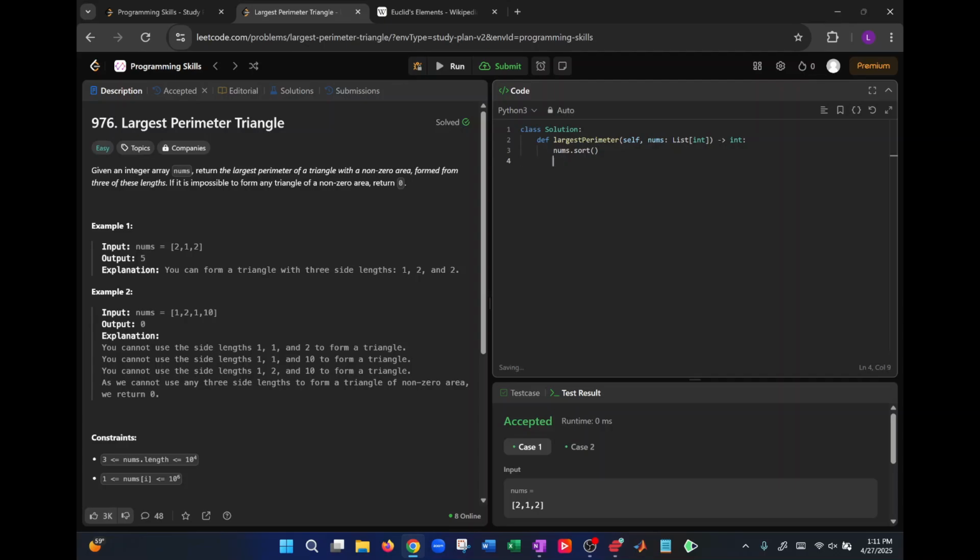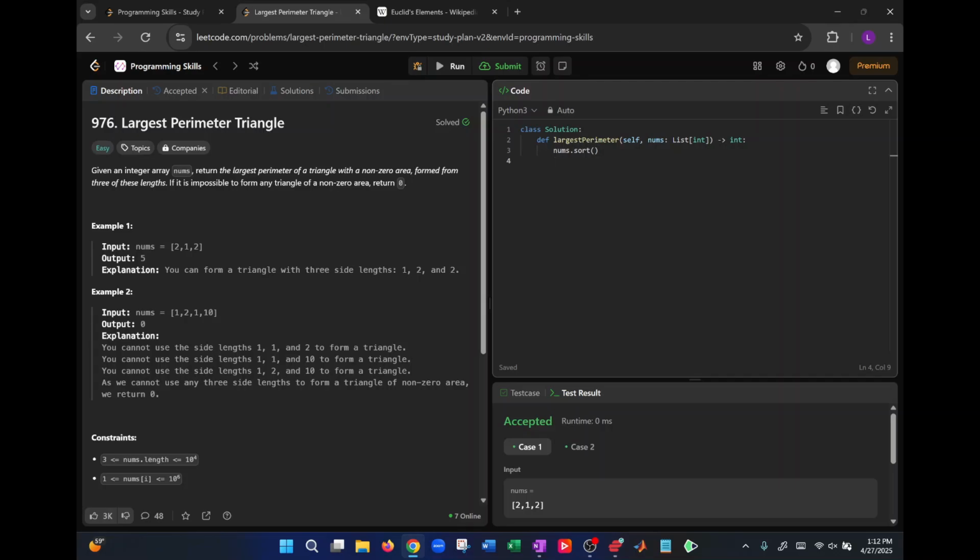So how do we want to do this? We want to start, so nums is sorted, and so the largest values are going to be at the end. So we want to check triples of adjacent indices, but we want to start at the very end and work backwards, because we want to find the largest perimeter.